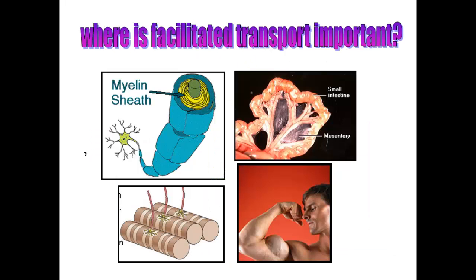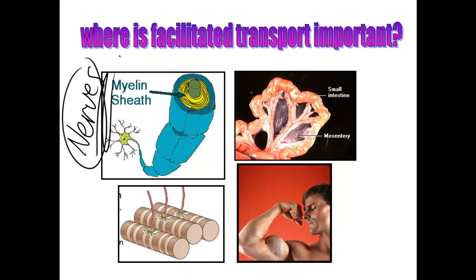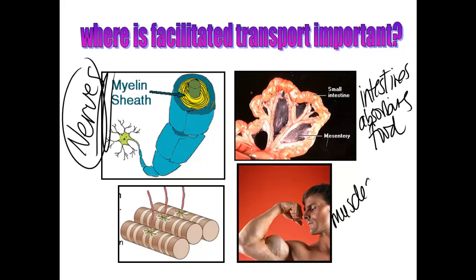So where is facilitated transport important? Well, just like I showed you, it's important in nerve cells. It's also important in the intestines when you're absorbing all those monomers from your food. Sugars, amino acids, nucleotides. It's important in your muscles. Muscles need calcium. And it's important where the muscle cells meet the nerve cells.